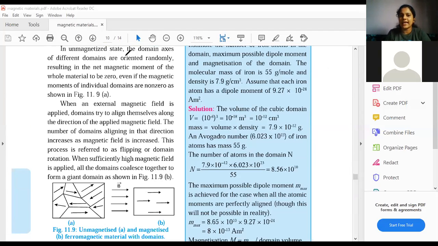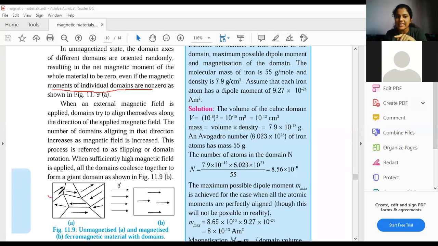In the unmagnetized state, the domain axes of different domains are oriented randomly. Unmagnetized means I have not yet placed it in an external magnetic field, resulting in the net magnetic moment of the whole material being zero. Same concept like your paramagnetism. Okay, fine. Even if the magnetic moments of individual domains are non-zero.